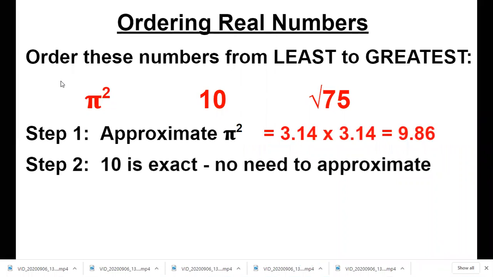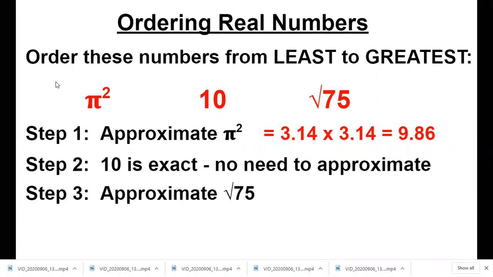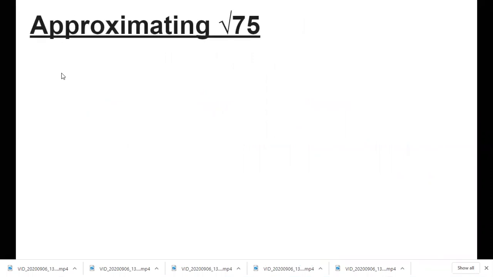And then 10, we don't have to do anything to, right? Because it's just 10. We can't approximate 10. It's already exactly 10. So that's an easy one. And then again, step 3 is to approximate the square root of 75. So let's do that. Approximating the square root of 75.